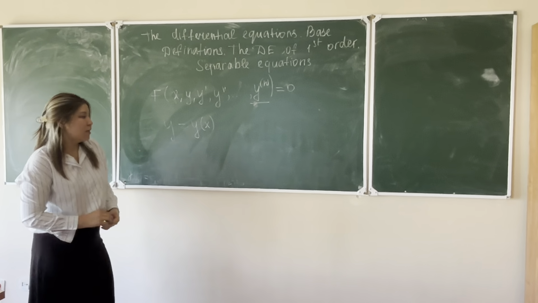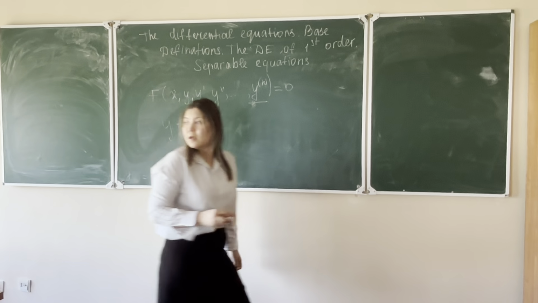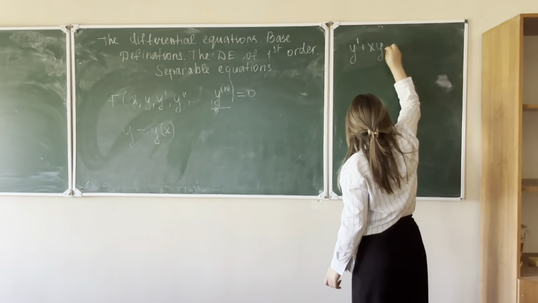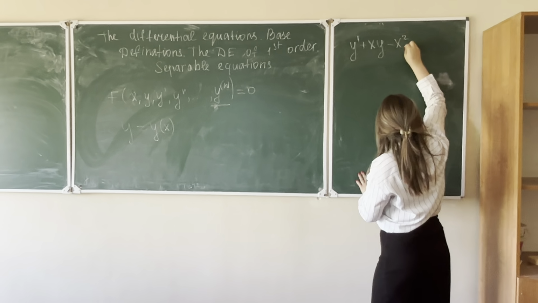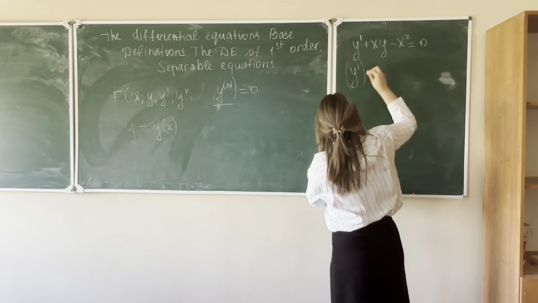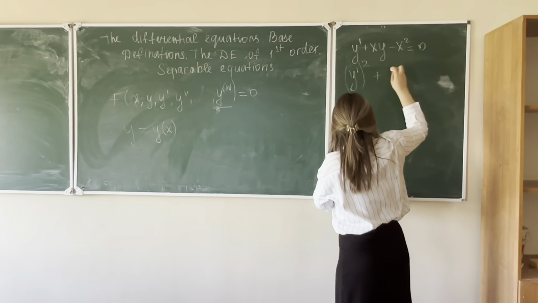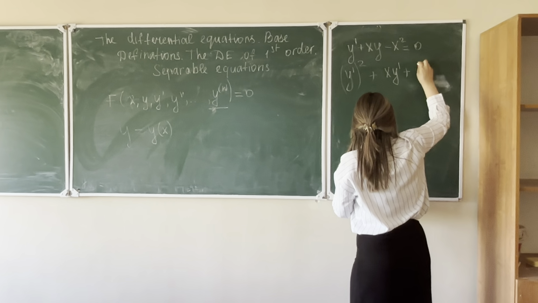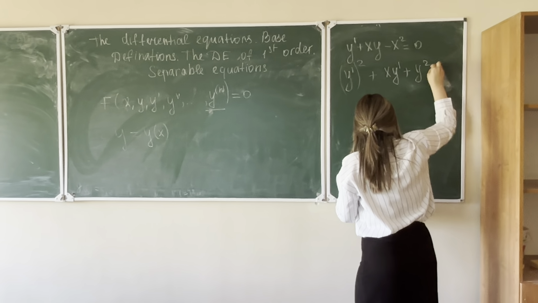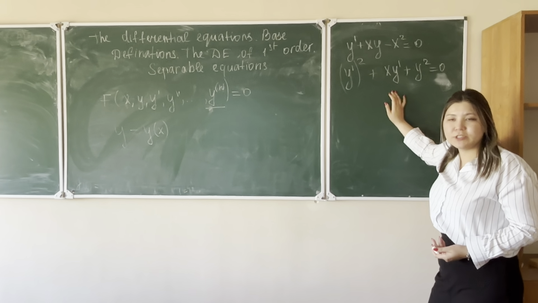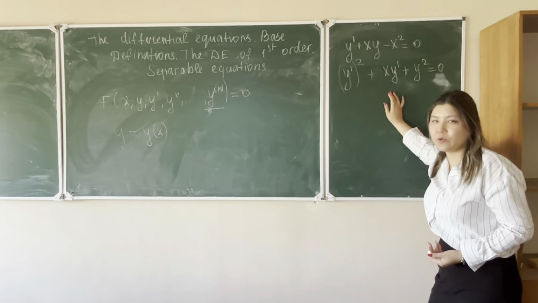For example, the equations y' plus xy minus x squared equal to 0, and (y')^2 plus x(y^2)' plus y squared equal to 0. These equations are called first order ordinary differential equations.